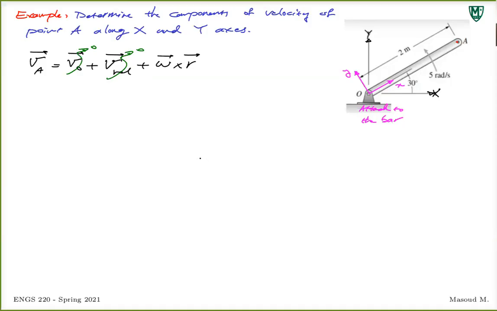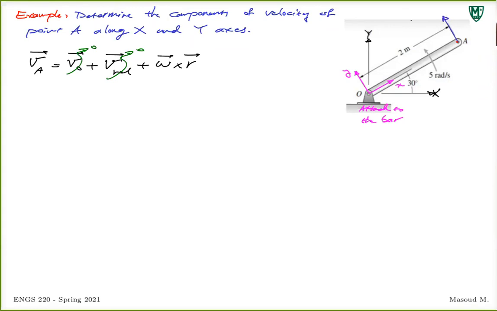What was omega cross r? Omega was the angular velocity of the disk, the origin of the local frame. If the frame is attached to the bar, the local frame is rotating with omega of 5 radians per second, and the distance between the origin and point A was 2 meters. And we said omega cross r is always perpendicular to r, right? And if you use the right-hand rule, this becomes your omega cross r.